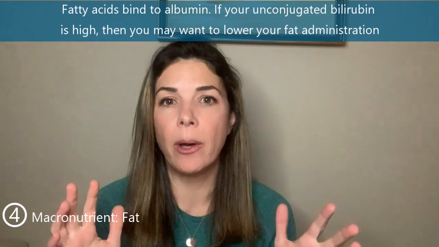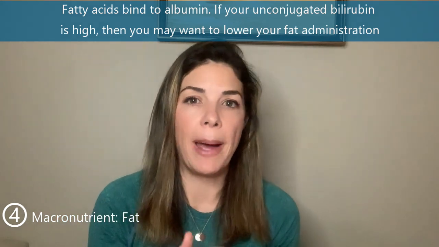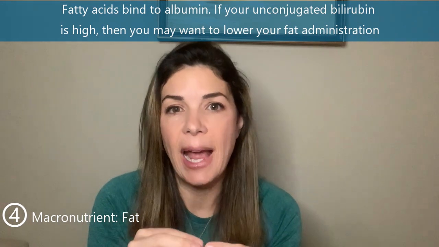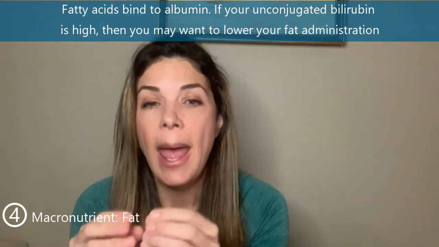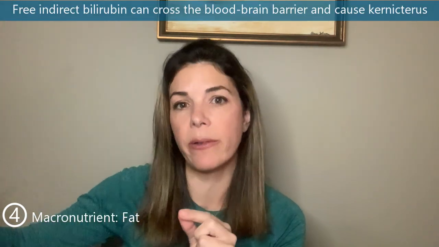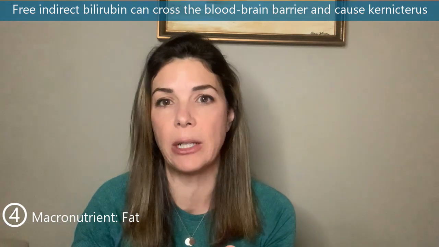The other thing that we worry about with lipids, and this is something that we talked about in the bilirubin video, so you can go back and look at that first video on jaundice, is that the lipids actually bind to albumin. Now, if you remember, the unconjugated or indirect bilirubin is what binds to albumin. And if that bilirubin is not bound to the albumin, then it is free indirect bilirubin and it can cross the blood-brain barrier and cause kernicterus.